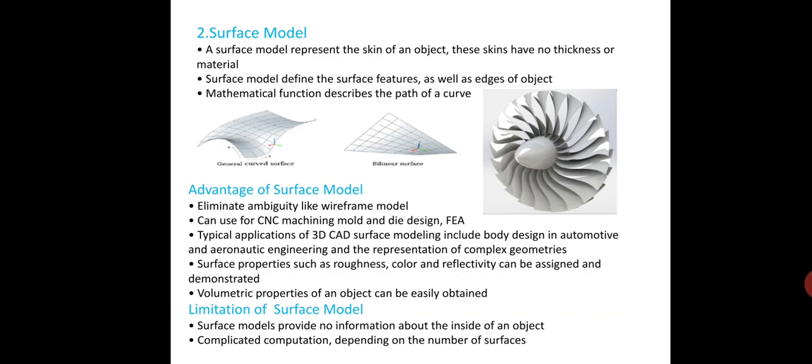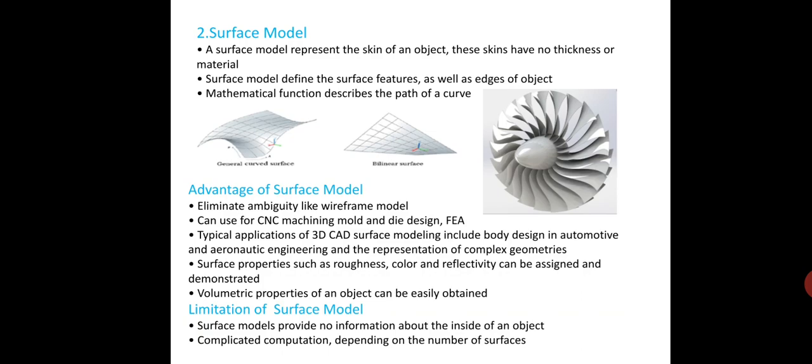Advantages of the surface model: it eliminates ambiguity like the wireframe model, and can be used for CNC machining, mold and die design, and FEA. Typical applications of 3D CAD surface modeling include body design in automotive and aeronautic engineering and the representation of complex geometries. Surface properties such as roughness, color and reflectivity can be assigned and demonstrated. Volumetric properties of an object can be easily obtained.